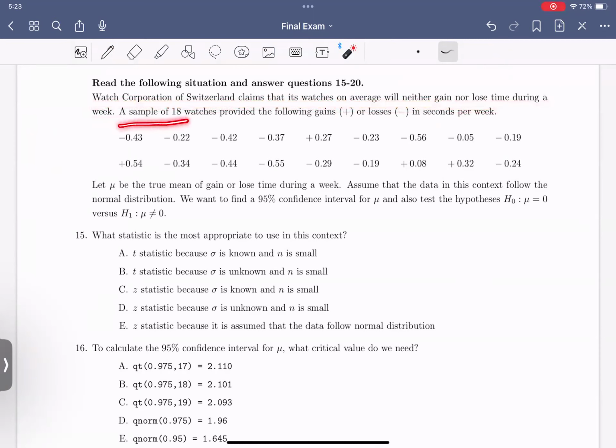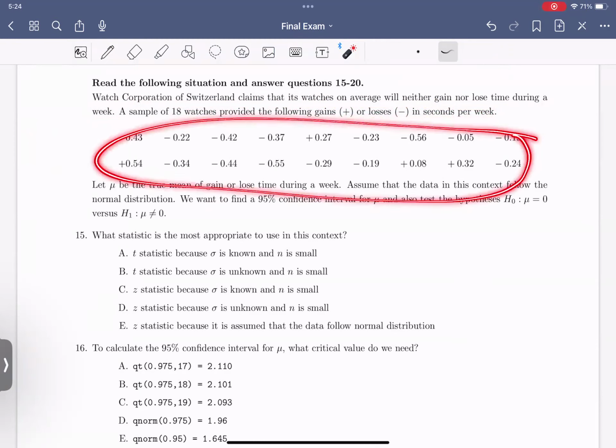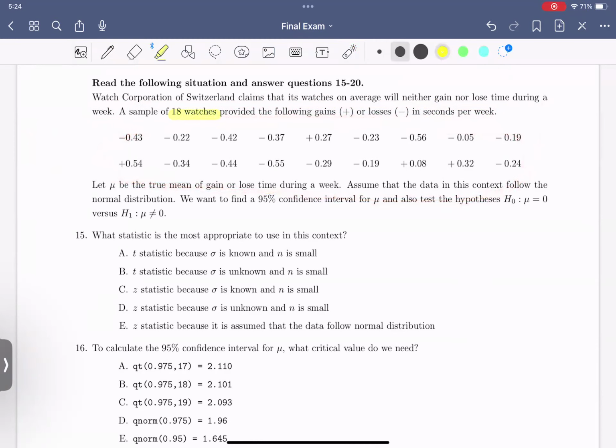A sample of 18 watches provided the following gains or losses in seconds per week. So you have all the numbers here, the 18 numbers. Some of them are plus, some of them are minus. This is a time gain or time loss in seconds after 1 week. Let mu be the true mean of gain or loss time during a week. Assume that the data in this context follow the normal distribution.